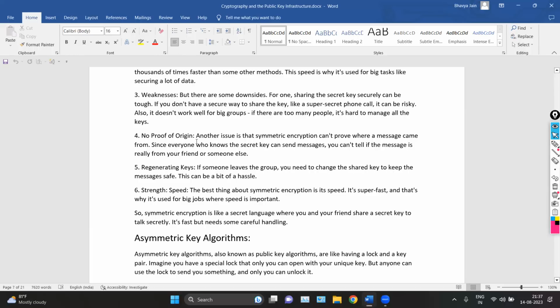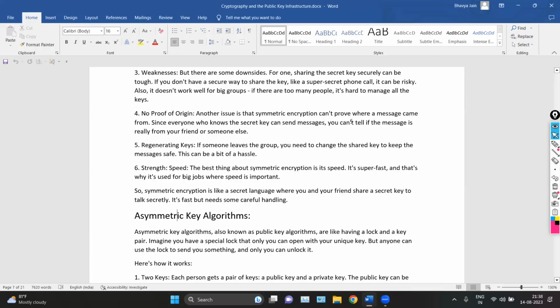because let's say you have 5 users in your group. Now they all have the same key, so you really don't know who's the actual sender, right? So you don't have the proof of origin. Who really sends the message, because all 5 users have the same key. And if that key is in the hands of an attacker, then you really don't know whether it is a legit message or not, because you don't have proof of origin.